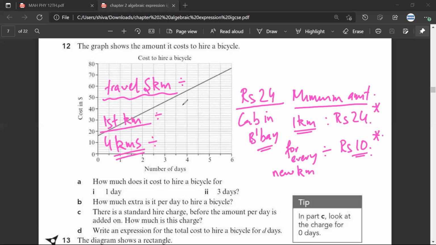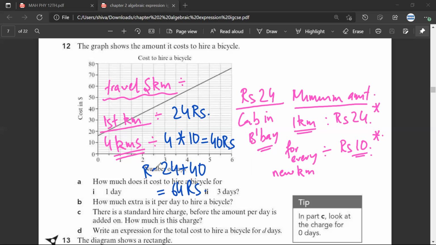Mr. Ariman, can you explain? So for the first kilometer, you have to pay 24. Then for the next 4 kilometers, you pay 10 for each kilometer. So that's 40 plus the 24. So you get 64. Mr. Sarthak, are we clear? Yes, sir. Mr. Satya, are we clear? Yes, sir. So this is how it works.